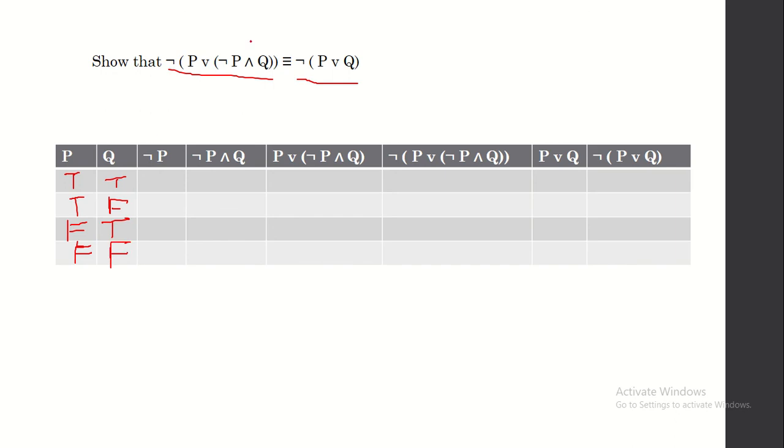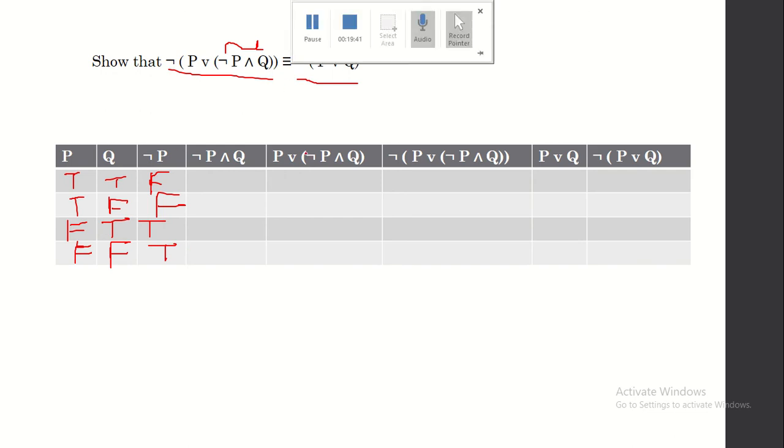So now we need to compute this, right? At first, let's compute not P and Q. To compute not P and Q, we need to first identify not P, right? So not P is what? The negation or the opposite of P. As P is true, true, false, false, not P will be false, false, true, true. So now we need to compute not P and Q.